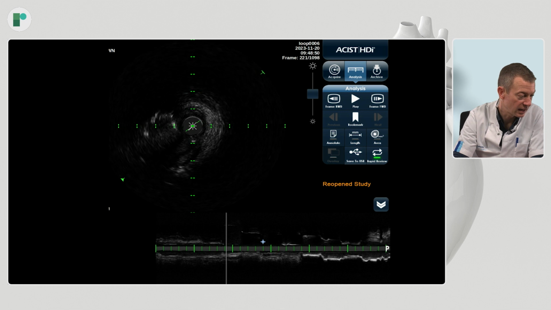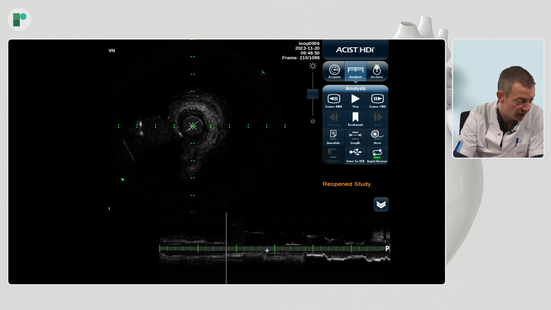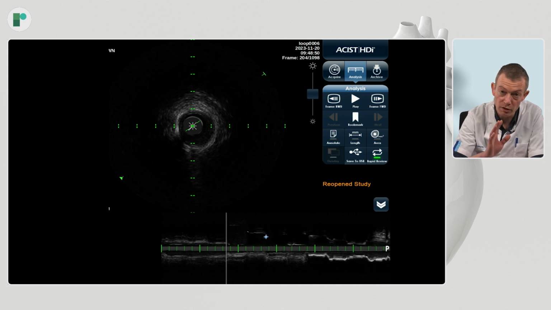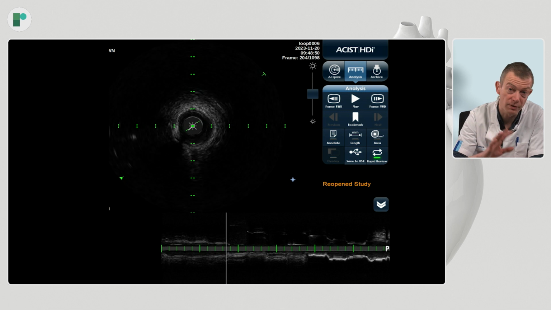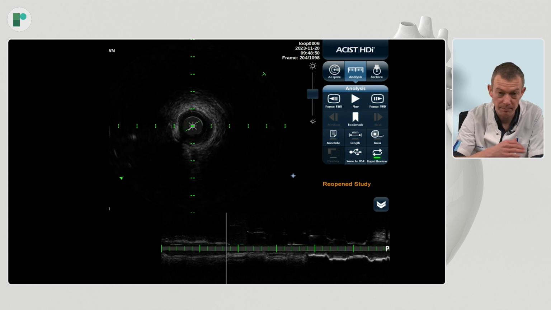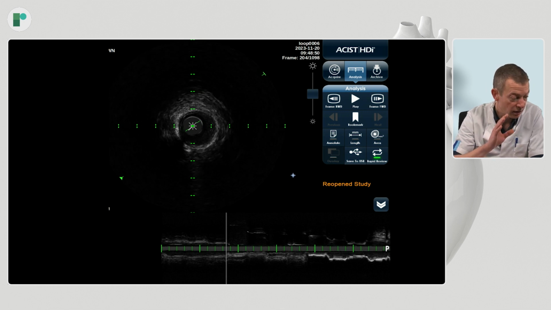And the bifurcation is really nicely opened now with TIMI grade 3 flow. So with that, we concluded this case with the fact that we had a proper result in the LAD. I would call it not an optimal result, because in retrospect, we might have been more aggressive with our lesion preparation. We left behind a non-stented diagonal branch with a nice and patent ostium.